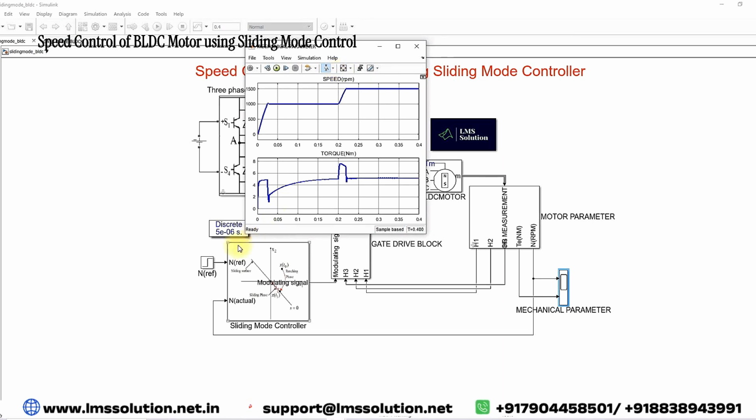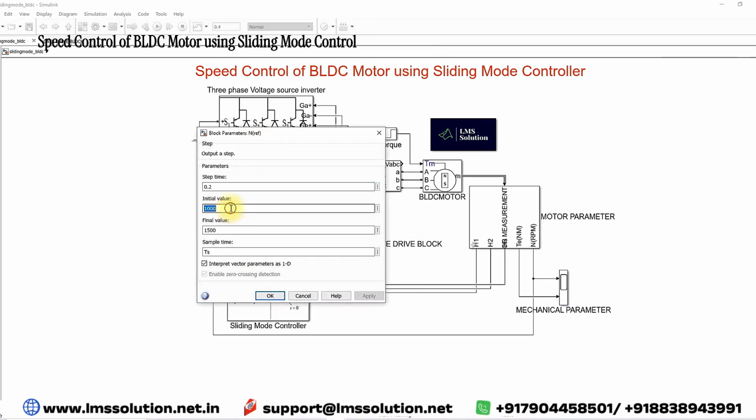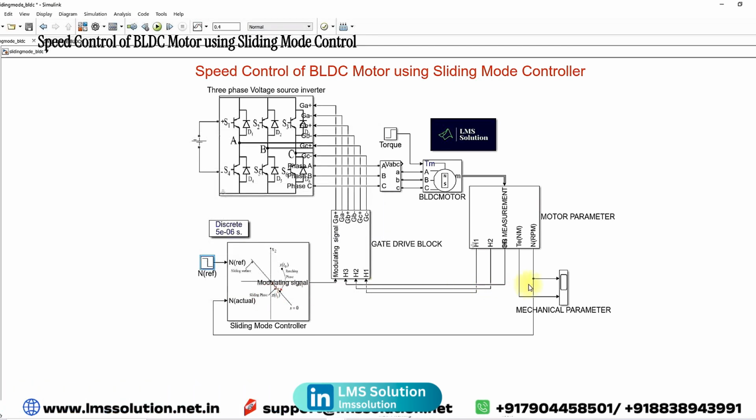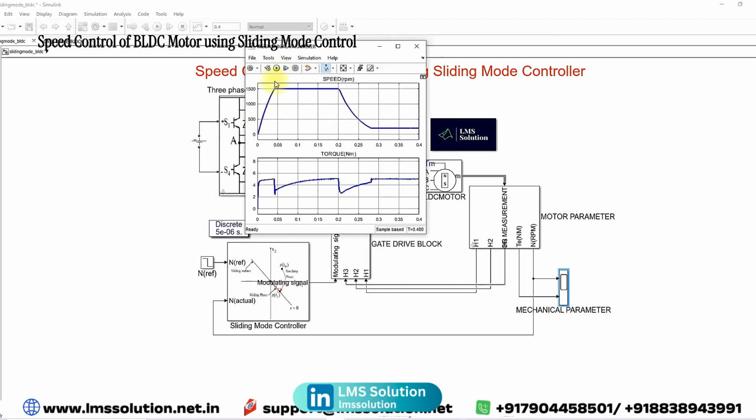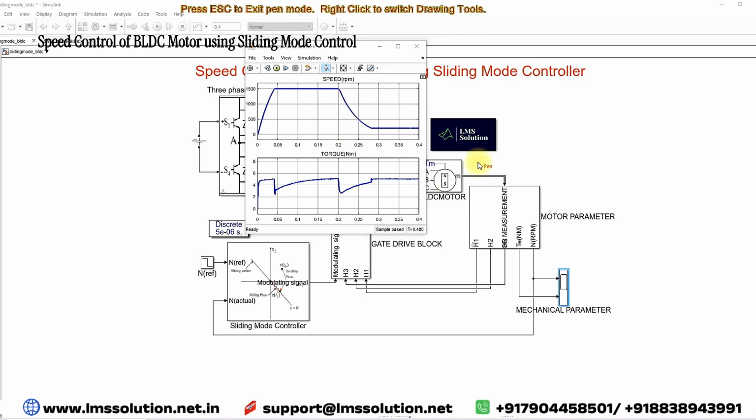Next, I am going to operate the machine. That means initially I am going to make reference speed equal to 1500 rpm, and then after 0.2 second, I am going to make the speed of the machine equal to 200 rpm, and then I am going to check the result. Now you can see that initially the speed of the machine reached 1500 rpm. After 0.2 seconds, the reference speed is changed from 1500 rpm to 200 rpm. Because of that, the machine comes to 200 rpm.